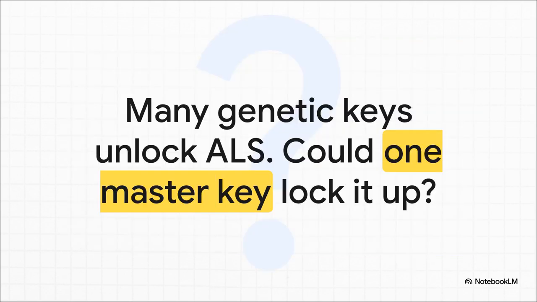And that leaves us with one last, really powerful thought. If all these different genetic paths, all these different keys converge on just a few shared problems, it means researchers don't have to chase dozens of separate issues. Instead, they can focus on creating one master key, a therapy that fixes those core shared vulnerabilities. And that gives real hope for a treatment that could one day help everyone with ALS, no matter which gene started it all.